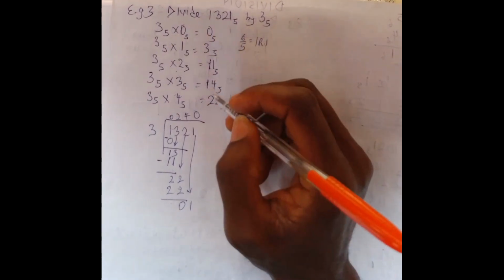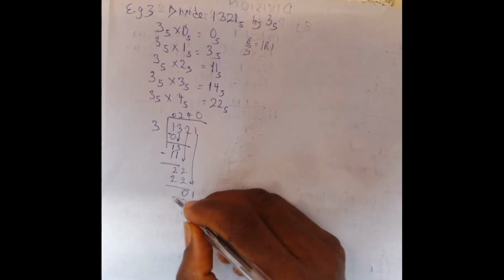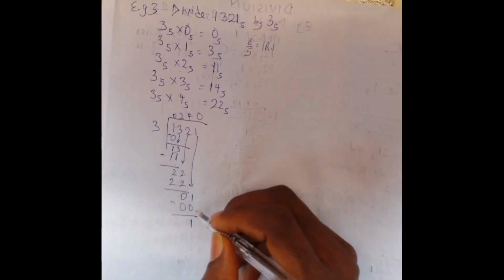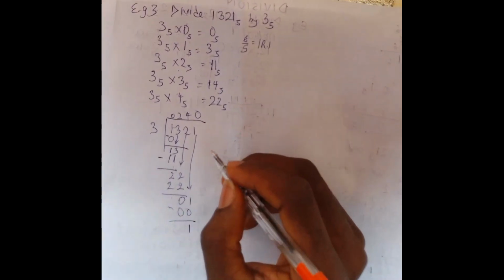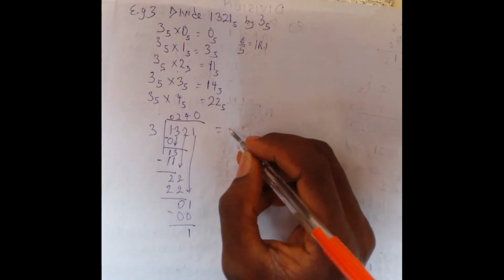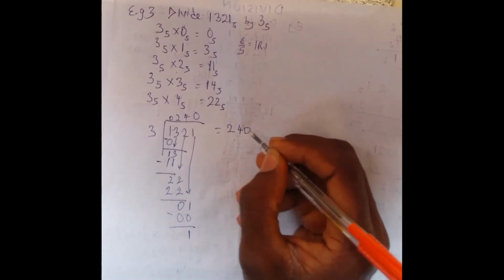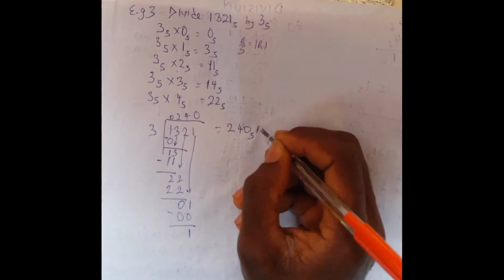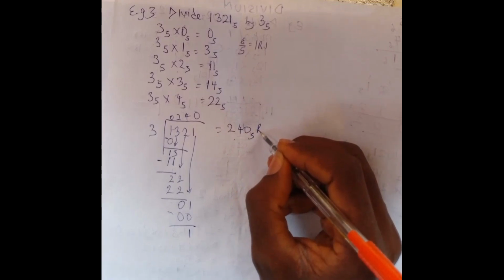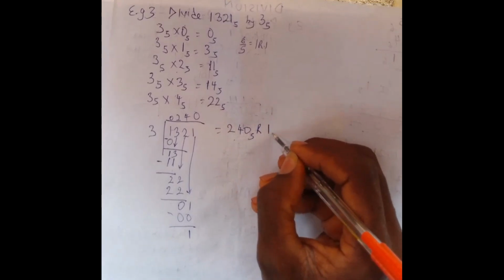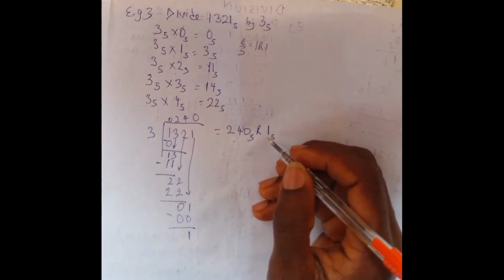Minus, we get 1. So our answer, you can't go further again, there's nothing here. So our answer is now what? 240 base 5 remainder 1 base 5. This is our answer. 240 base 5 remainder 1 base 5.